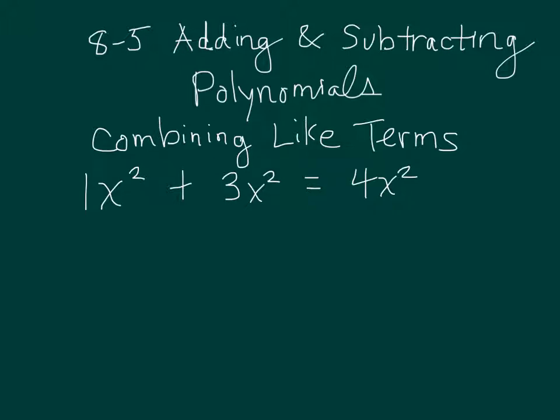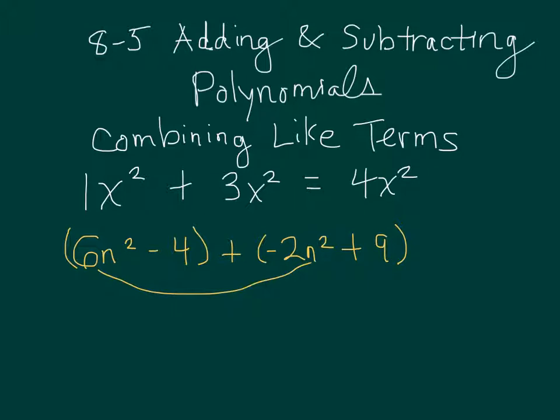So when we have an entire polynomial, say for instance, we're asked to add 6n squared minus 4, inside parentheses, plus a negative 2n squared plus 9, we have to combine the like terms. So 6n squared and a negative 2n squared is 4n squared. Okay, a negative 4 and a positive 9 is a positive 5. So we simply combine like terms. And it's very important to remember it has to be the same variable raised to the same power in order for us to consider them to be like terms.